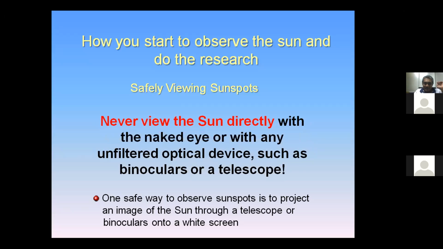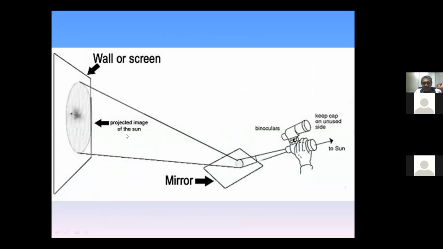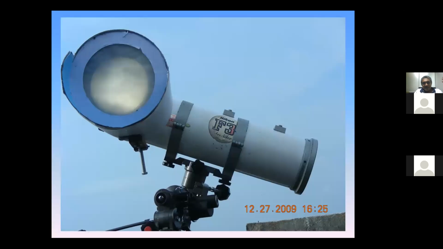There are a few ways to observe it carefully. If you have a binocular, you can close one end of the binocular, leave the other end open, and project the image onto a screen. Especially university students, if you organize an event, just conduct the solar observations carefully. You can always project to the screen, but be careful, because the heat of the sun is very high and can damage the eyepieces also. This is one arrangement we have used, the projection method.